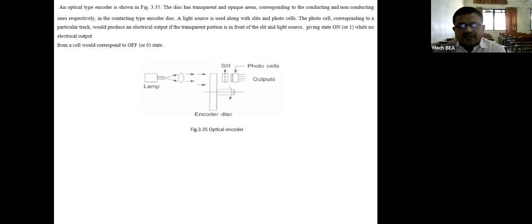corresponding to the conducting and non-conducting ones respectively in the contacting type encoder disc. A light source is used along with slits and photocells. The photocell corresponding to a particular track would produce an electrical output if the transparent portion is in front of the slit and light source, giving state on or 1, while no electrical output from a cell would correspond to off or 0 state.